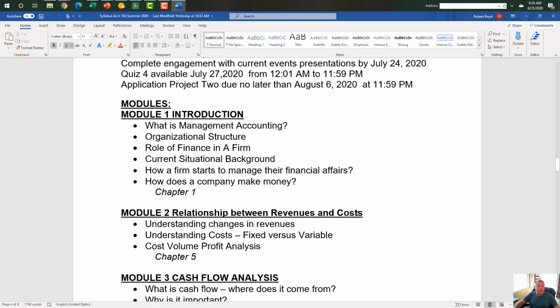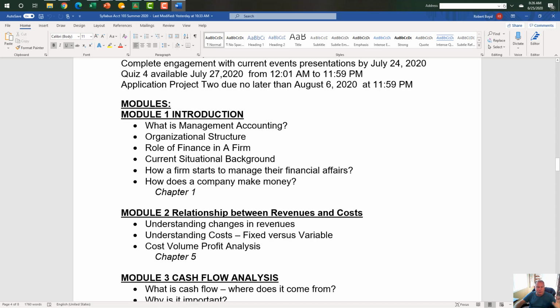Modules. Module 1, we're going to take a look at what is management accounting, organizational structure, and what's the role of finance in a firm. We're going to take a look at the current situational background, and then move to how a firm starts to manage its financial affairs and how they make money. A couple of them are in Chapter 1. Others are material that I've made on that.